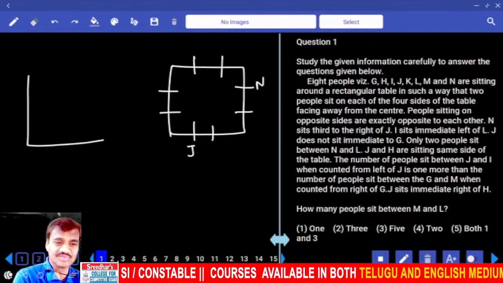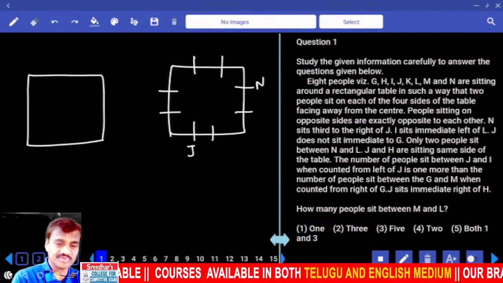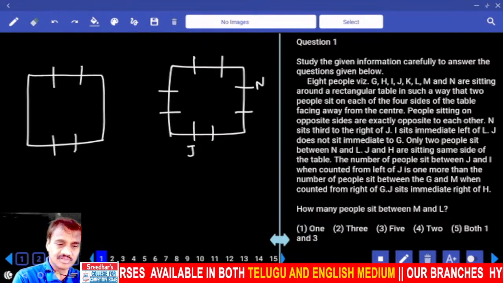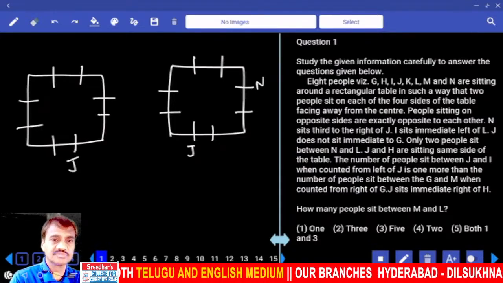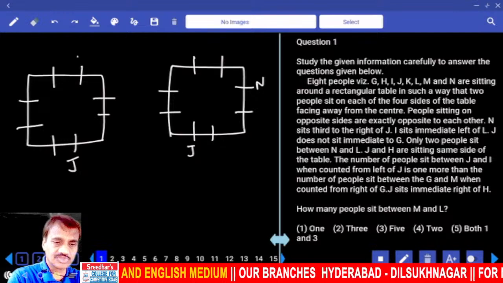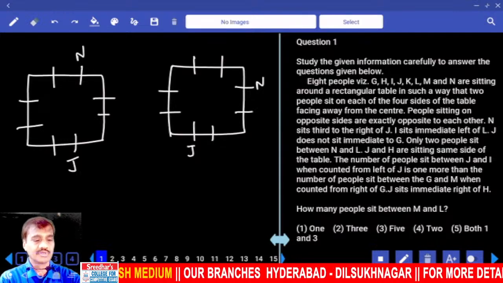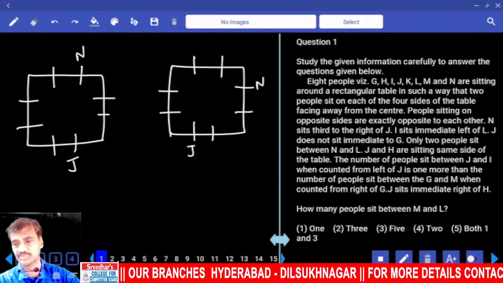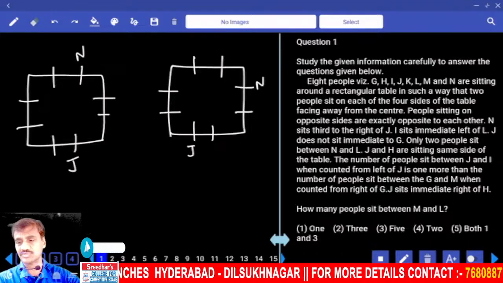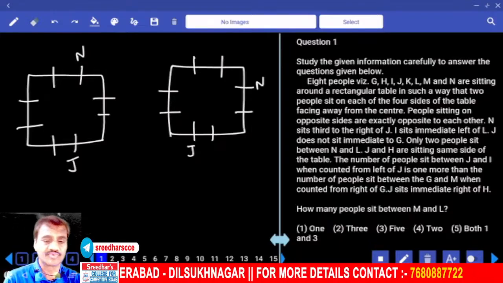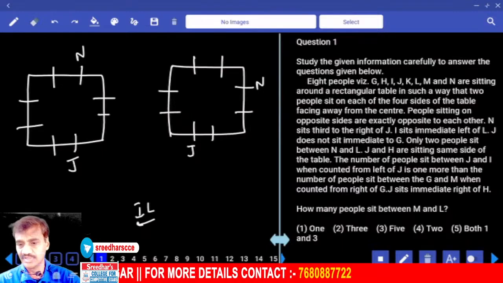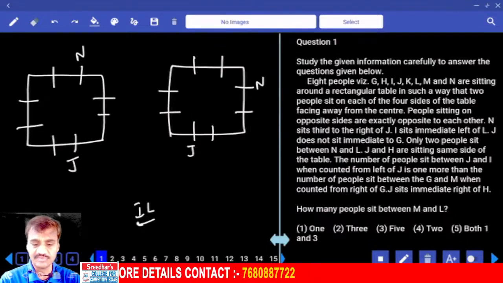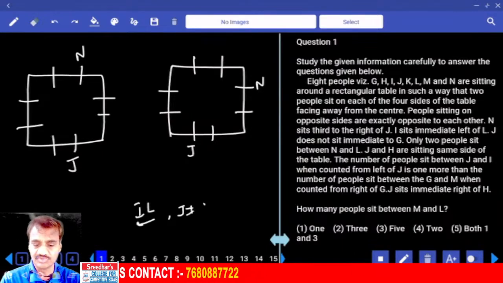Now in the second possibility, there are 8 persons, 4 on the same side. Let us take J at this place. Then N sits second to the right of J, N will be here. Now how many possibilities do we have? There are 2 possibilities. Next, I sits to the immediate left of L. I is to the immediate left hand side of L. Then J does not sit immediate to Z, and J and G are not adjacent to each other.